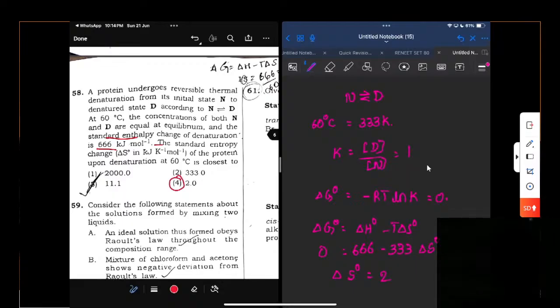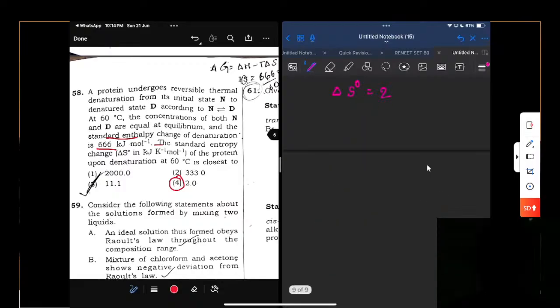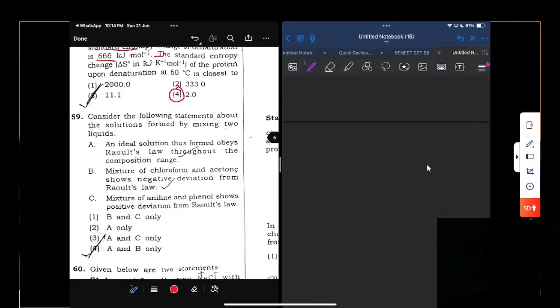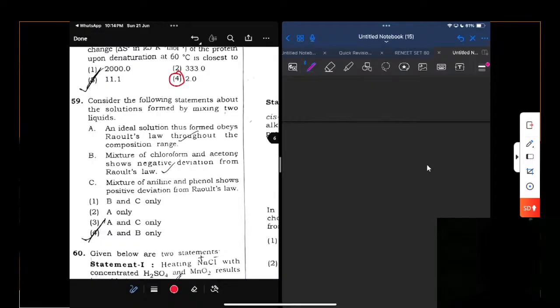Option 4 is correct for this one. Next, come to question number 59. Consider the following statements about the solutions formed by mixing two liquids. We have to find which one is correct.